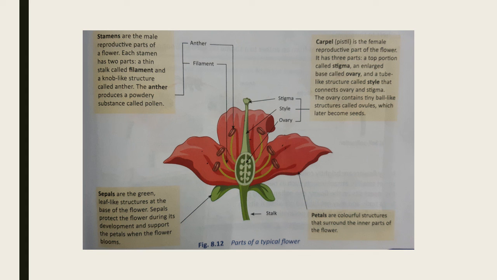Once again, the carpel or pistil is the female reproductive part of the flower. It has three parts. The top portion is stigma and the enlarged base is ovary. The tube-like structure is style. The style connects the ovary and stigma. The ovary contains tiny ball-like structures called ovules. The ovules later become seeds. Understood? Okay, students.